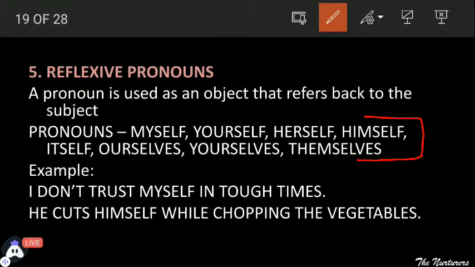For example, I don't trust myself in tough times. Now over here, myself is what? Myself is a reflexive pronoun और वो किसको डिनोट कर रहा है? I को, कि मैं अपने आप पे ट्रस्ट नहीं करता. तो किस पे ज़्यादा एम्फेसिस हो रहा है इसमें, किस पे ज़्यादा ध्यान दिया जा रहा है? I पर, जो आपका सब्जेक्ट है. So in this case, the pronoun used is the reflexive pronoun. He cuts himself while chopping the vegetables. तो उसने खुद को ही कट कर लिया अपने हैंड को while chopping the vegetables. Again, the point is concentrating upon he, the boy.